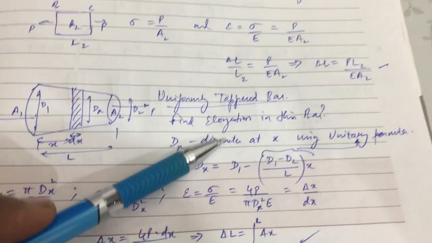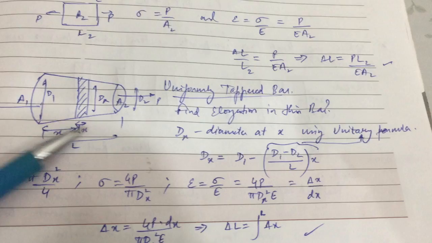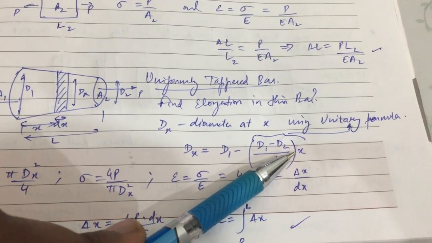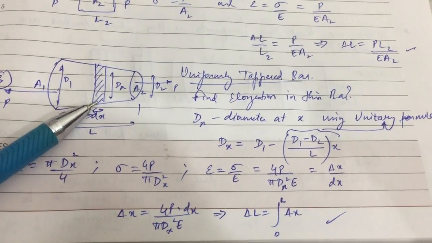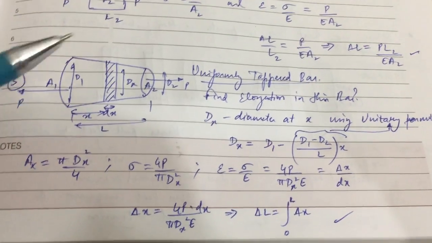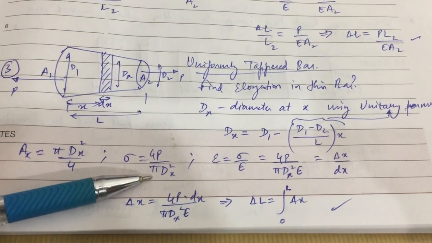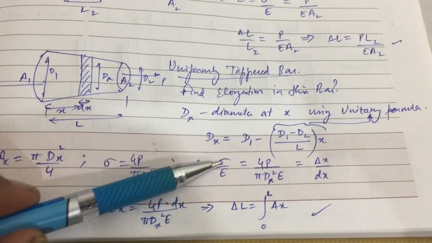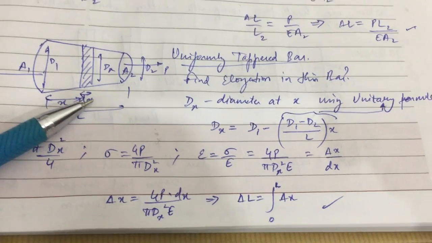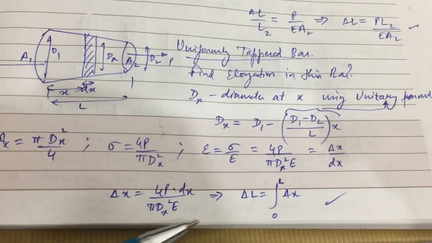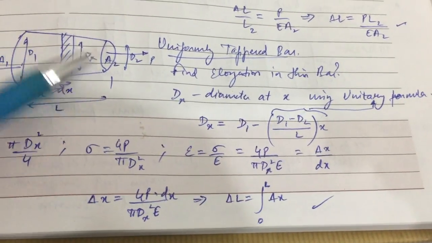To find the diameter dx here, we need to use this formula: dx equals d1 minus (d1 minus d2) by L times x. If we use this formula, we will find the diameter at the given x distance. So at this particular segment dx, we will find the elongation. The area at this dx will be pi d squared by 4, and the stress will be P by the area. The strain uses the same formula, and the elongation, delta x, by the original length dx, is given. So the elongation will be this. If we integrate it for the whole length 0 to L, we will find the elongation for the uniformly tapered bar.